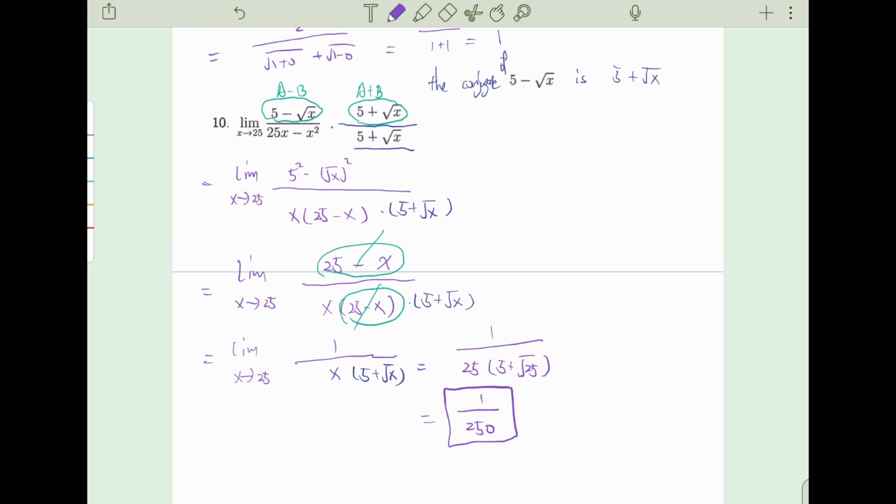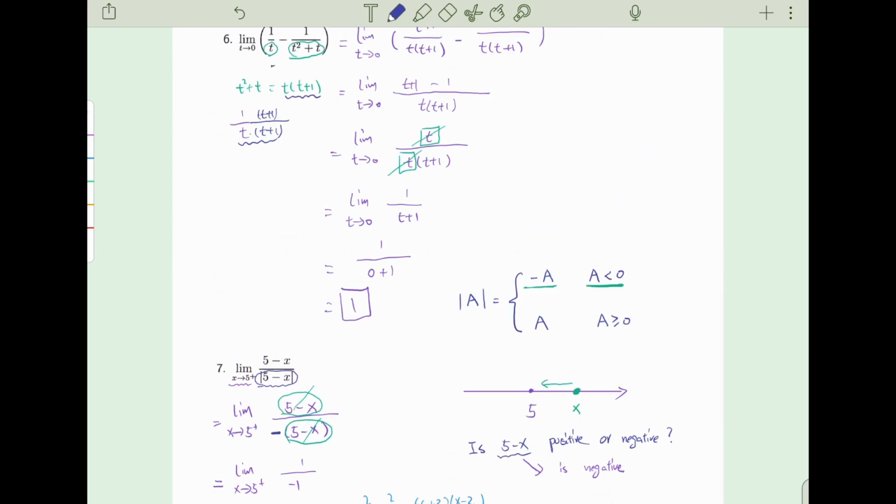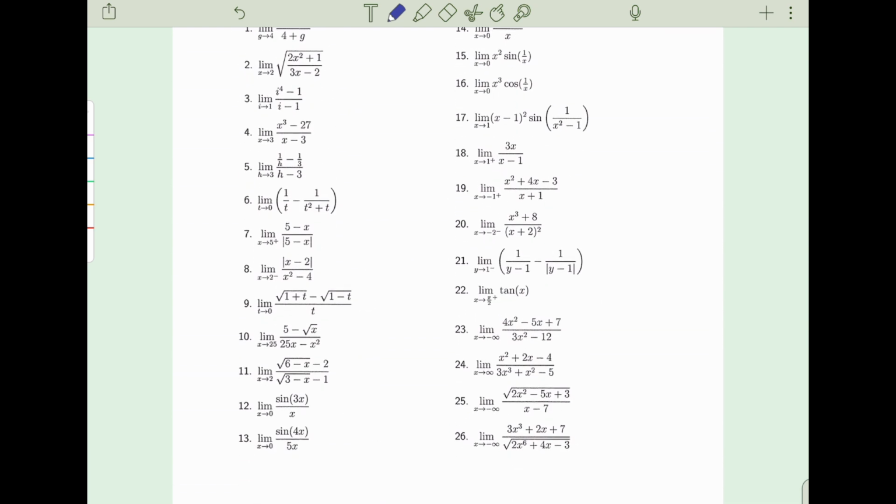It's a very common mistake to forget to multiply the other one. We need to also multiply this to the bottom. Okay, keep that in mind. Don't make the same mistake as I did here. That is question 10, using the conjugate. Okay, so should be a very common question for exams.